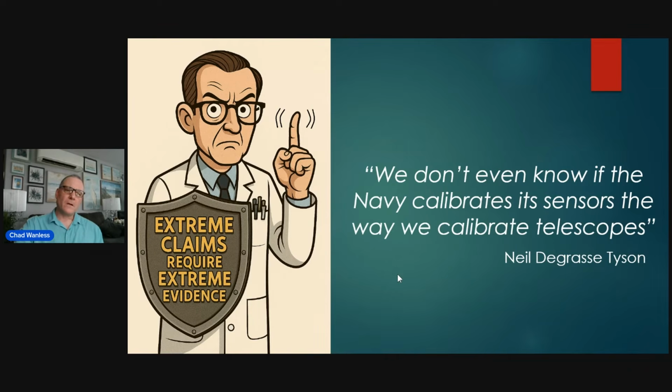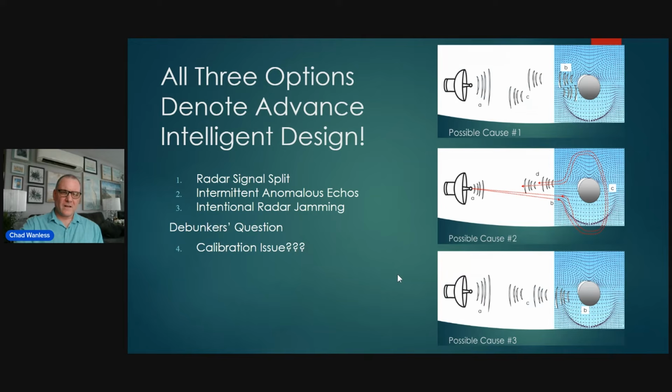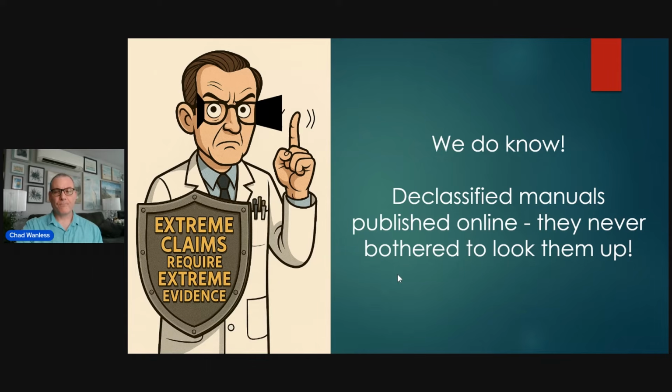Now, debunkers, and Neil deGrasse Tyson was the first to say this in a podcast with Joe Rogan in 2021: We don't even know if the Navy calibrates its sensors the way we calibrate telescopes. Well, is there a calibration issue? That's what he's saying. The answer is we do know.